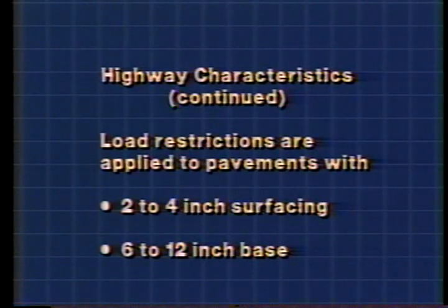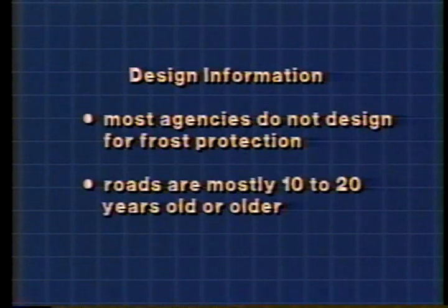Load restrictions are generally applied to pavement cross-sections ranging from 2 to 4 inches of surfacing and 6 to 12 inches of base. Thicker pavements apparently have sufficient strength to overcome the thaw weakening period. Some of the state agencies design pavements for partial frost protection, but most local agencies do not consider frost protection in their design procedures. The pavements that receive load restrictions tend to be 10 to 20 years old or older. In some cases, they are farm-to-market roads constructed just after World War II.